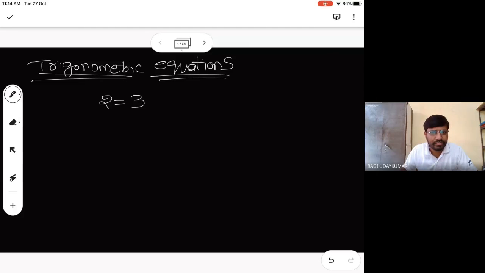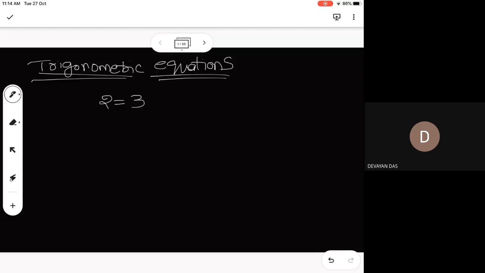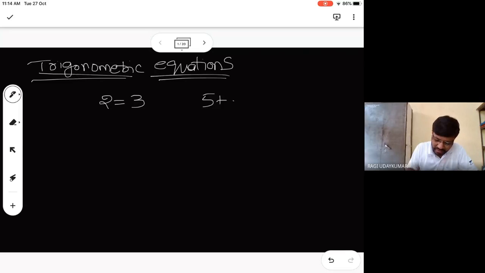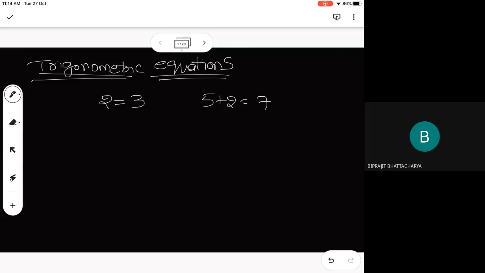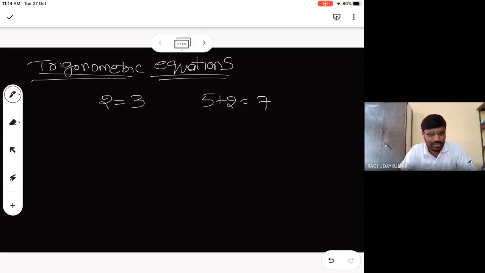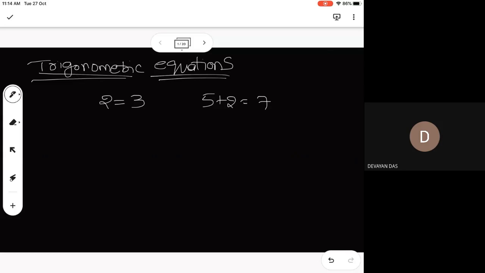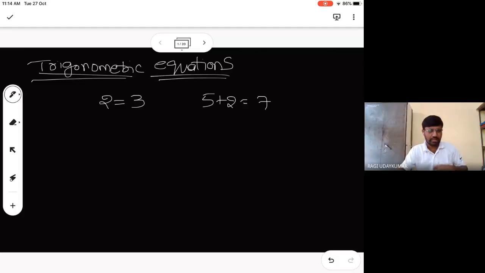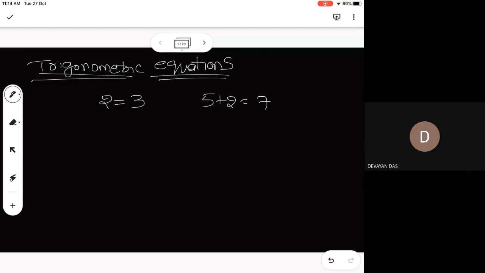Is that an equation? No, sir. Okay. 5 plus 2 is equal to 7. Is it an equation? Yes, sir. No, sir. Sir, 5 plus 2 is equal to 7, is it an equation? No, it's not.